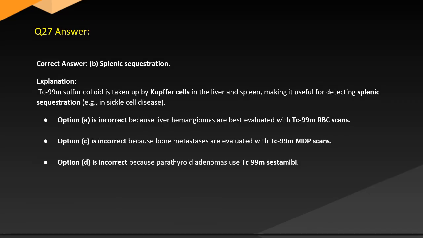Answer. Correct answer B. Splenic sequestration. Explanation. Tc99m sulfur colloid is taken up by Kupffer cells in the liver and spleen, making it useful for detecting splenic sequestration in sickle cell disease. Option A is incorrect because liver hemangiomas are best evaluated with Tc99m RBC scans. Option C is incorrect because bone metastases are evaluated with Tc99m MDP scans. Option D is incorrect because parathyroid adenomas use Tc99m sestamibi.